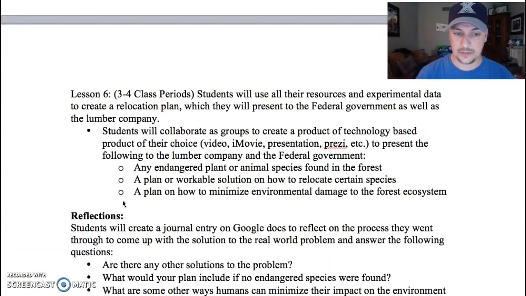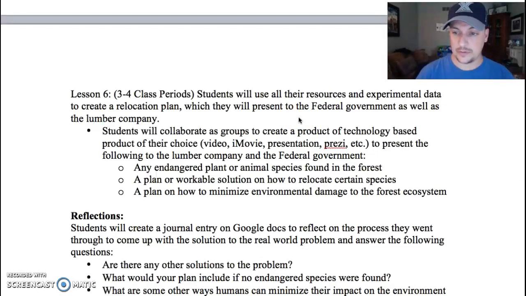And the final lesson, which will take about 3 to 4 class periods, this is their, according to Bloom's taxonomy, their creative piece, the product they create based on all their data that they've already collected throughout the past couple of days. So students will use all their resource and experimental data to create a relocation plan, which they're going to present to the federal government as well as the lumber company itself.